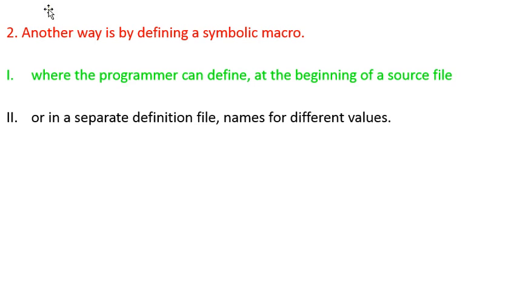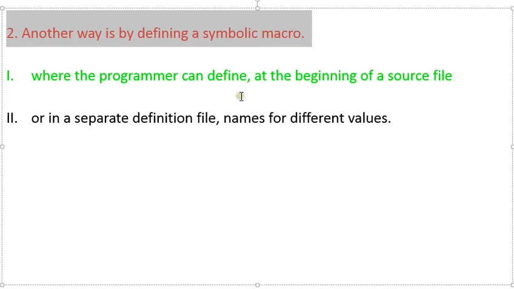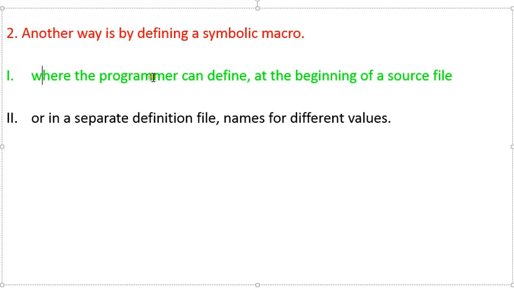The second way of defining our constant is by defining what we call a symbolic macro. What is this symbolic macro? This symbolic macro is a process where the programmer can define, at the beginning of the source file, all your constants, just as they give us in exams. Before the first question, they will say take the values of these constants to be this, so that whenever you see them in any question you want to solve, you refer to that value and use it.